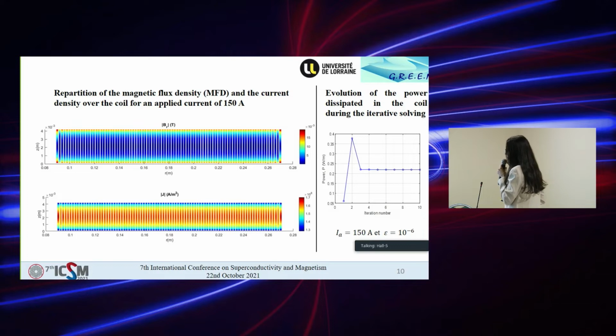This figure shows the evolution of the power dissipated in the coil during the iterative procedure. At this point, we have the maximum power when we consider the uniform distribution of the current inside the tape. After the third iteration, when we consider the non-uniformity of the distribution of J, the power tends to decrease and becomes stable after 10 iterations.